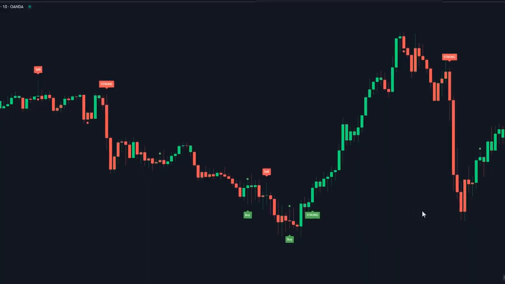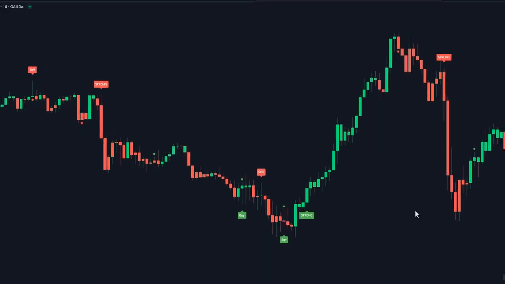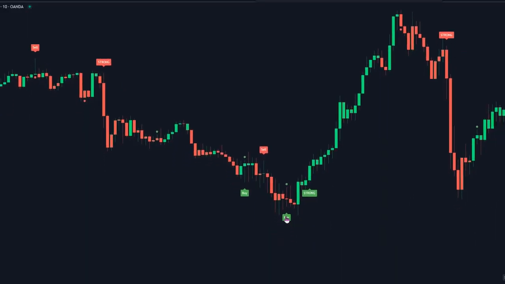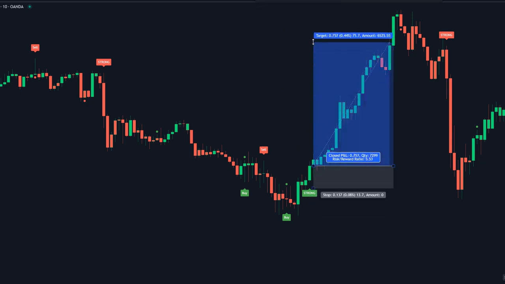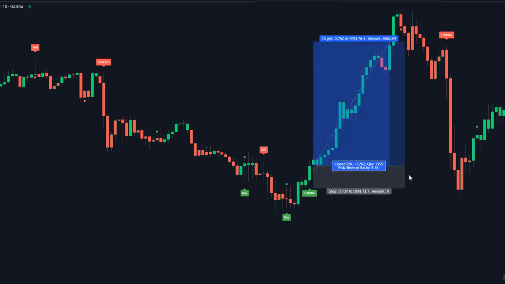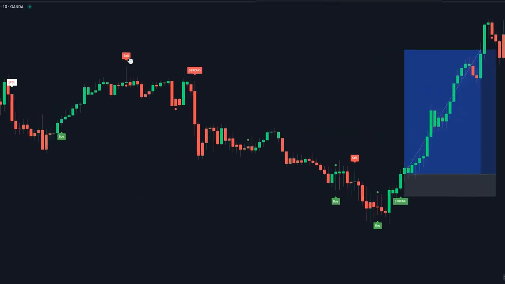Another way that we can use this indicator to trade is every time you receive a buy signal, you don't just enter your trade. Instead, you wait for a strong buy signal and then you enter the trade. Conversely, if you receive a sell signal, you want to wait for a strong sell signal like this one before you enter your trade.